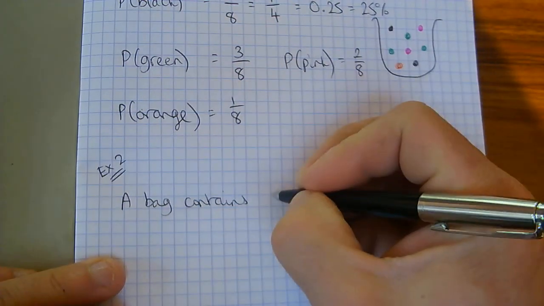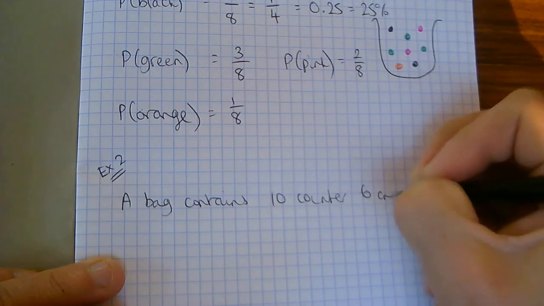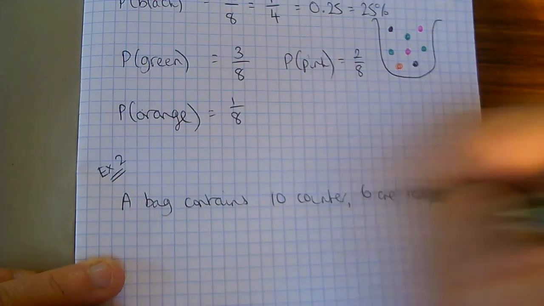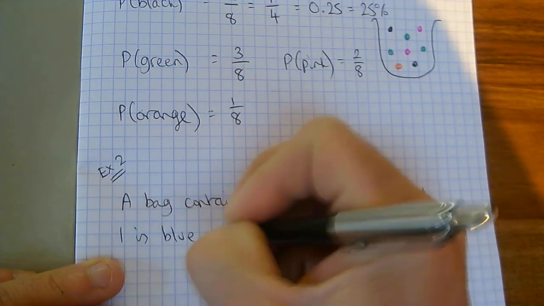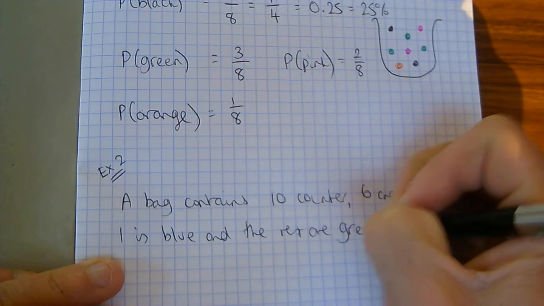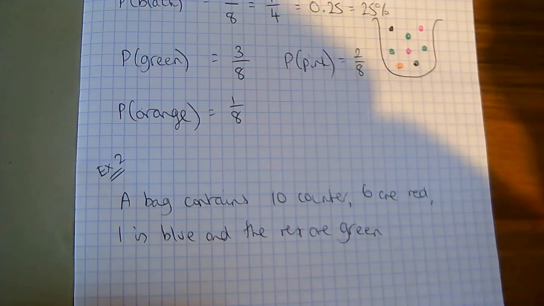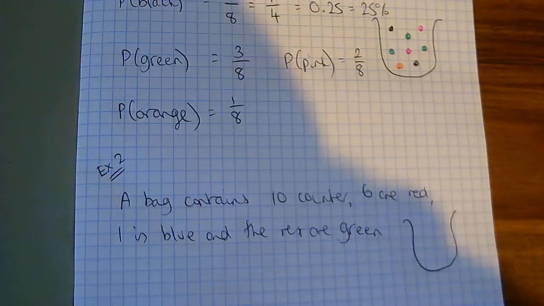So a bag contains 10 counters. 6 are red, 1 is blue, and the rest are green. Now you can choose to answer the question straight away, or you could choose to draw yourself the bag so you know exactly what's going on.